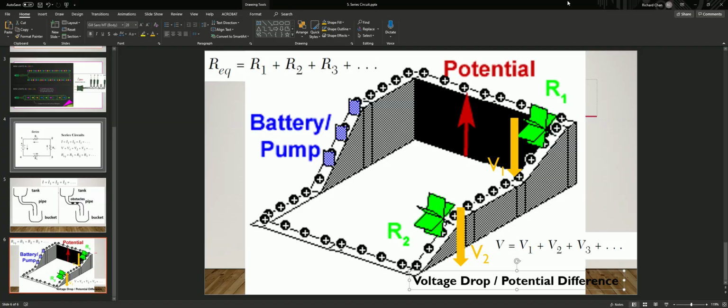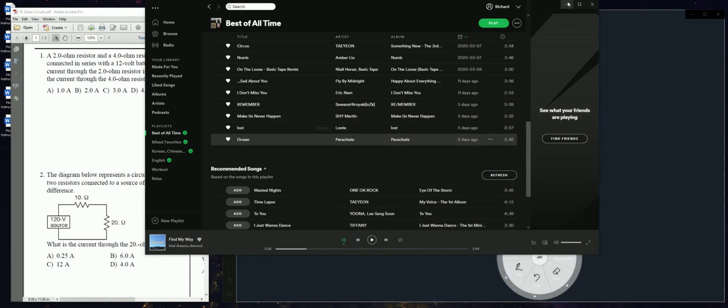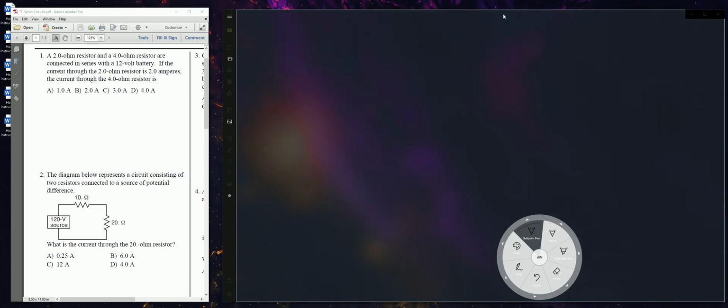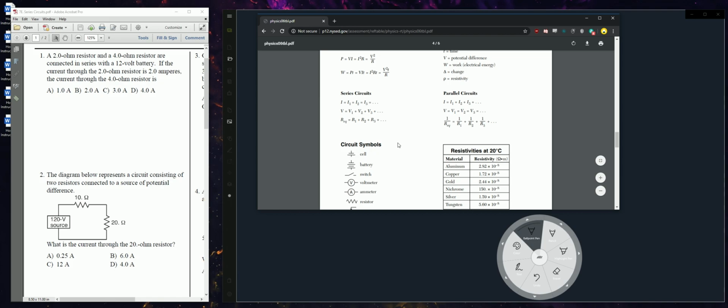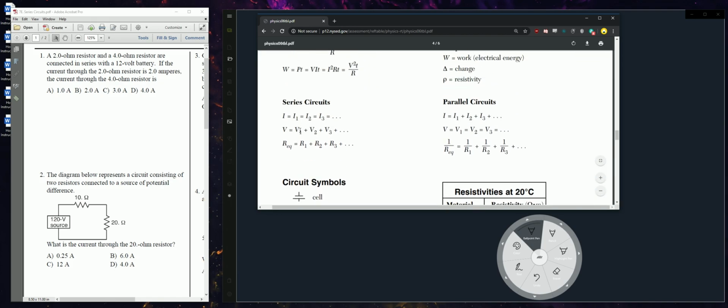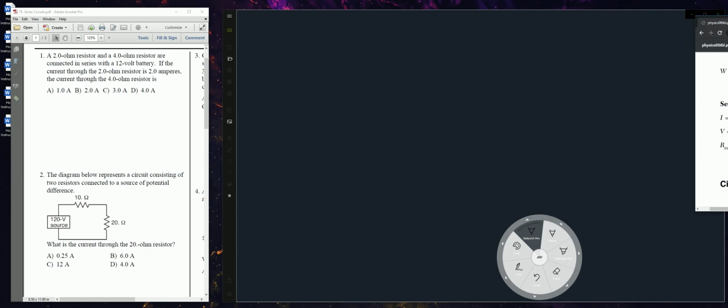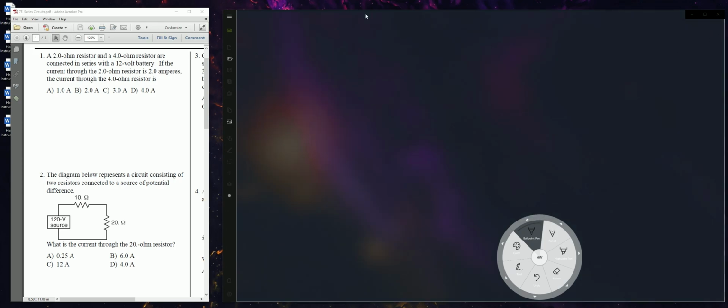So I'll actually move on to practice problems. Again, the formulas are on the 4th page of your reference table. It's right over here. All right, where is my tablet?